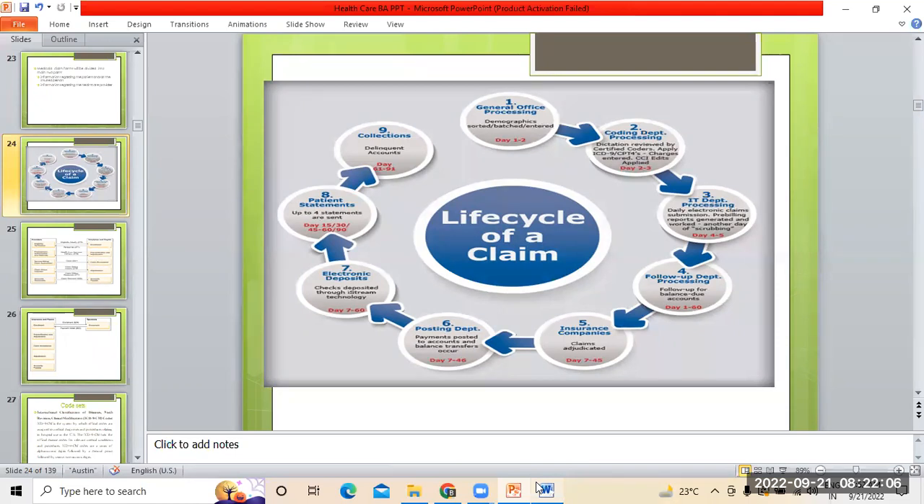Whereas when it comes to the fourth level, like follow-up department processing, whatever follow-up we are required to do, all these things come under follow-up department processing. From there, the information will be received by an insurance organization, where usually there is some adjudication process which insurance companies normally follow.